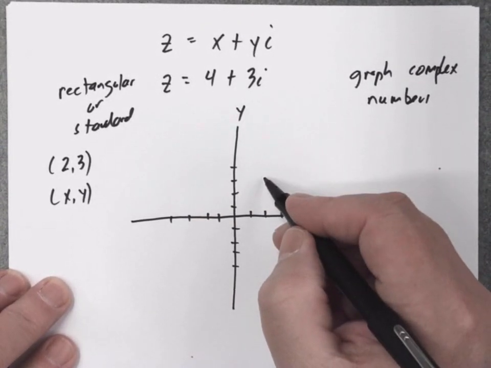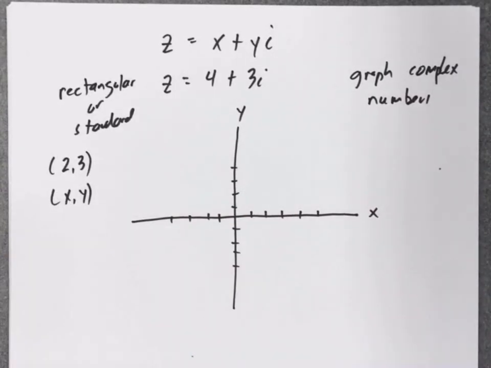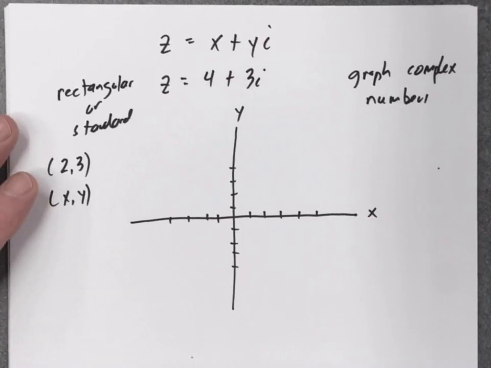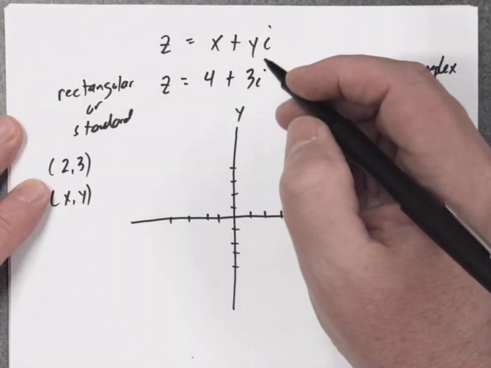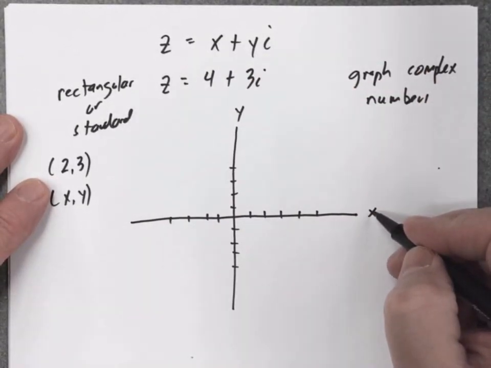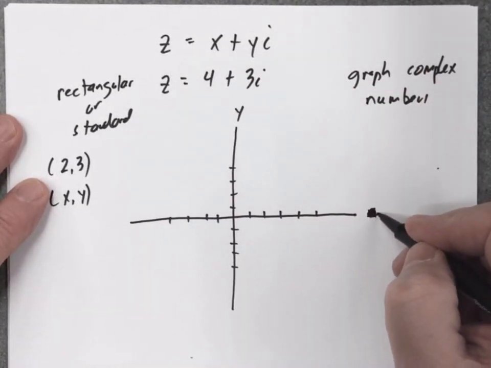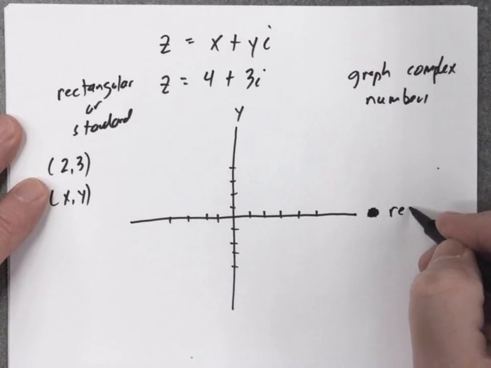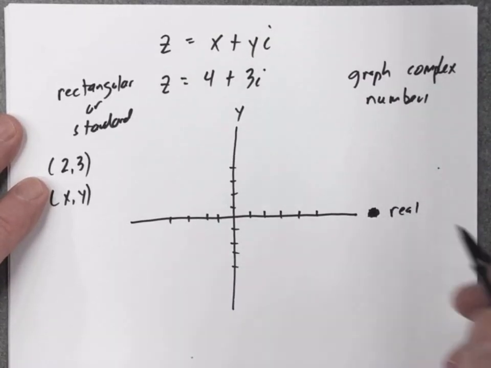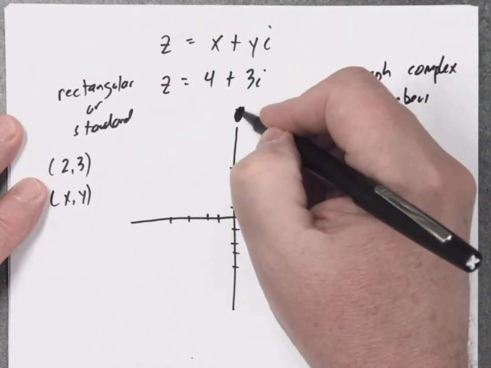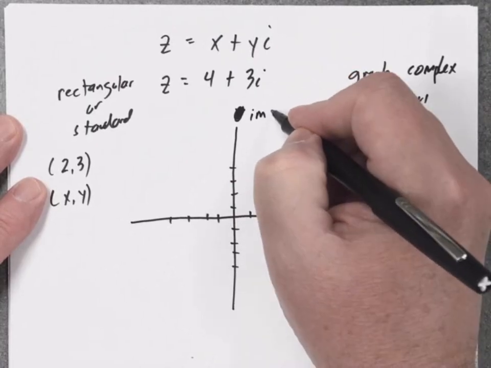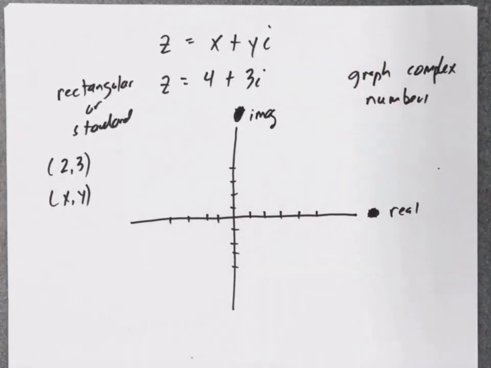x2, y3, and that would be the point 2, 3. Well, here's what they decided to do. They decided they wanted to be able to graph complex numbers. So instead of calling this the x-axis, they call this the real axis. And instead of calling this the y-axis, the imaginary axis.